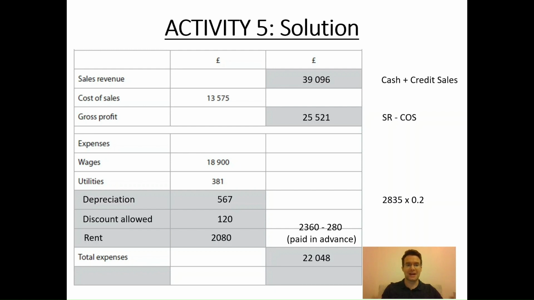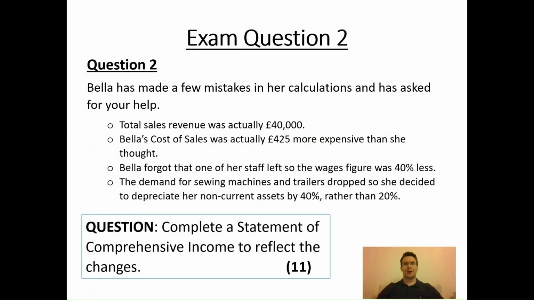£22,048. Now, our final box is net profit. We've got our sales revenue, we've got our gross profit. So we take expenses away from gross profit and we're left with net profit, in this case of £3,473. Oh dear, would you believe it? Bella's made a few mistakes.